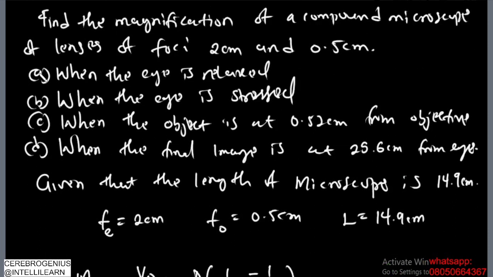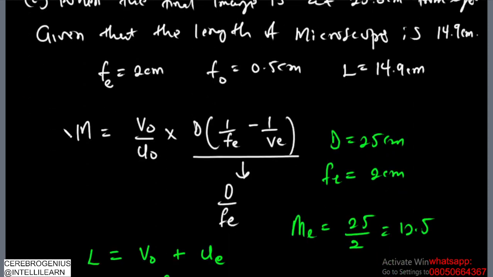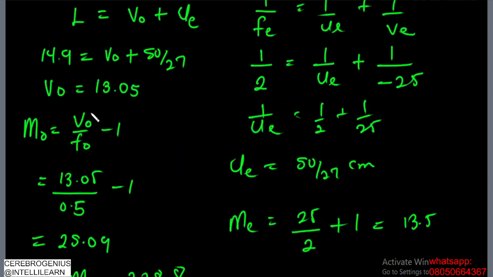So let's continue. We've done A, we've done B. So C is when the object is at 0.52 from the objective. So the distance of the object, U, from the objective is 0.52 centimeter.